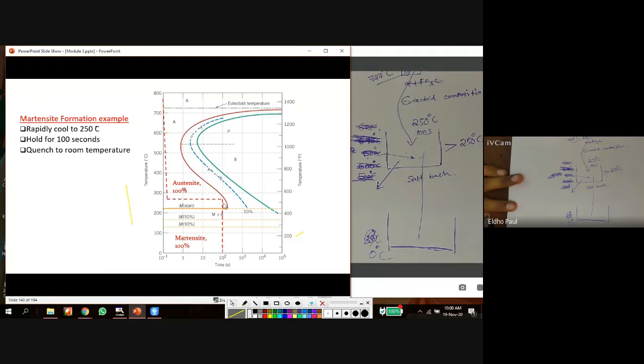Okay, so this is actually the martensite transformation. Here it started to form martensite, here it ends, or 90% martensite is formed.